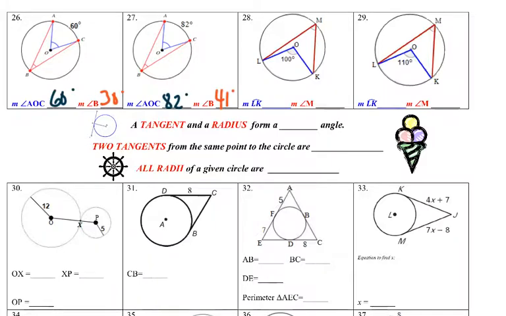Here they're giving me the 100 first, and that's central, so central's the same, 100, and then if I divide that by 2, 50. Same thing here, 110 is the same 110, and then divide it by 2, 55 degrees.